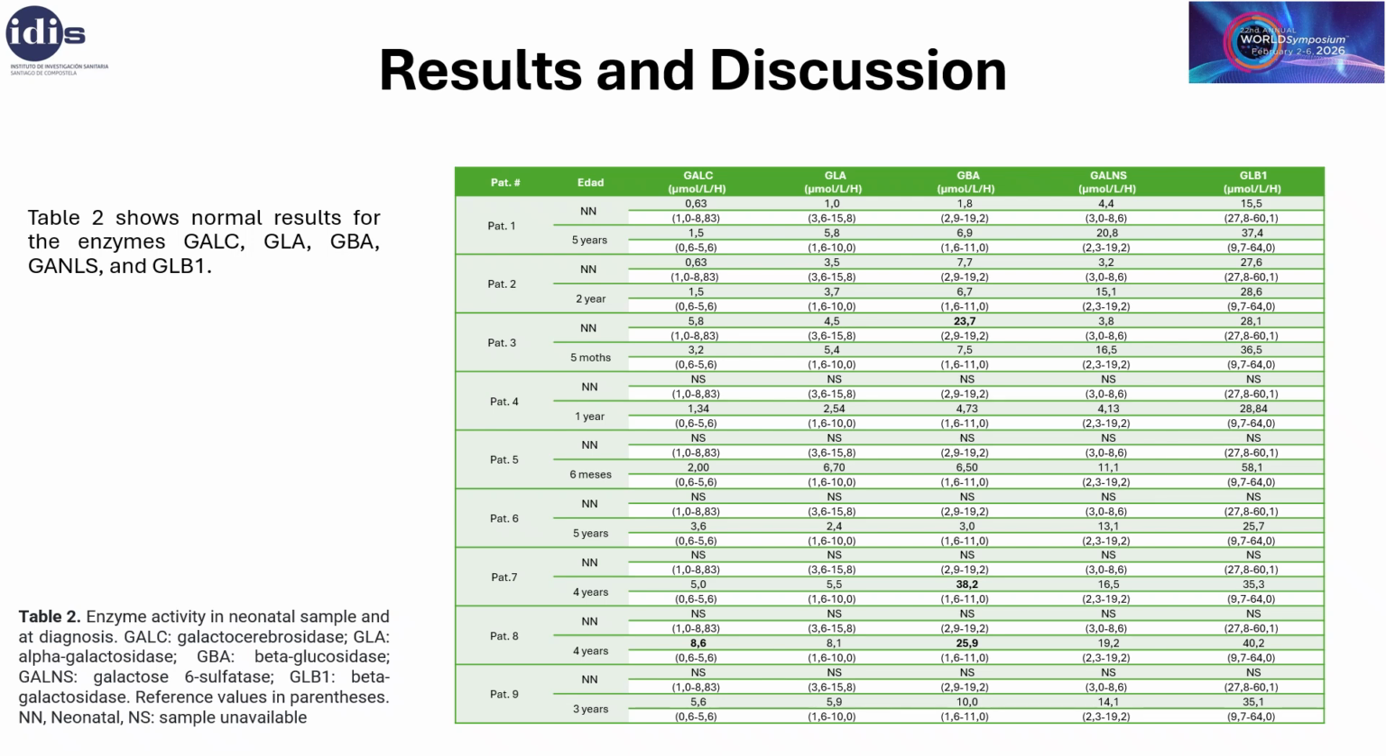In this table, we present the enzymes that don't have any alteration, have normal values, or have a small alteration in one enzyme, in this case GBA, but it is not possible to use it as a pattern for detecting the pathology. The enzymes that are normal in general are GALC, GLA, GBA, GALNS, and GLB1.